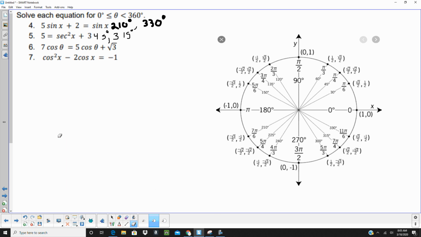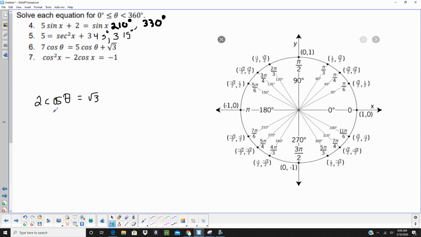So on number 6, I've got 7 cosine theta equals 5 cosine theta plus radical 3. I'm just going to go ahead and start by subtracting 5 cosine theta from both sides. So 7 cosine theta minus 5 cosine theta is going to give me 2 cosine theta. Sorry, I got a little bit lazy there and I don't want to write the original problem down again. And that's going to equal radical 3.